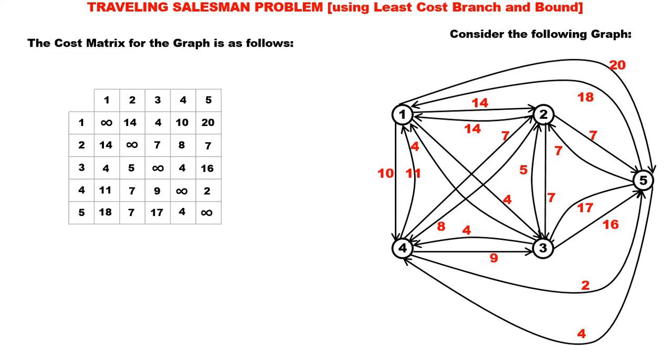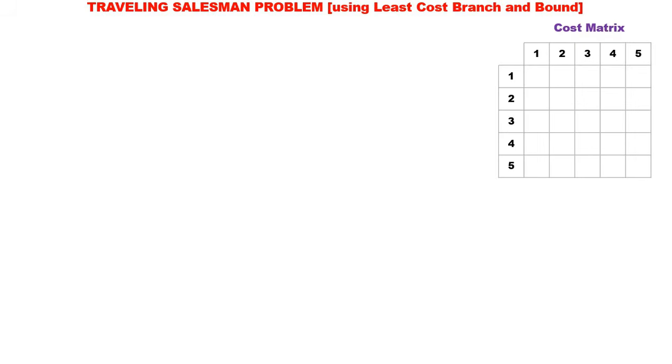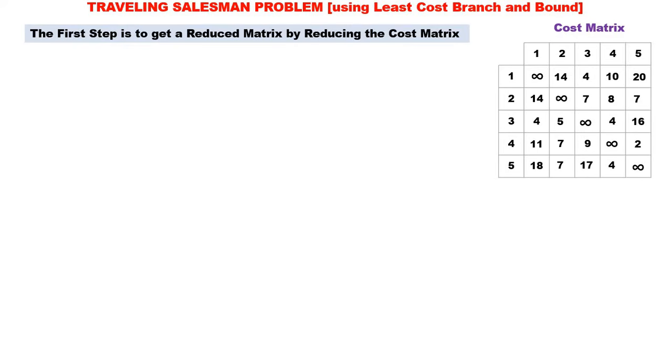Now we shall go to the next step, the first step of solving the problem. So this is the cost matrix that we got. Just now we wrote the cost matrix for the given graph. The first step is to get a reduced matrix by reducing the cost matrix.